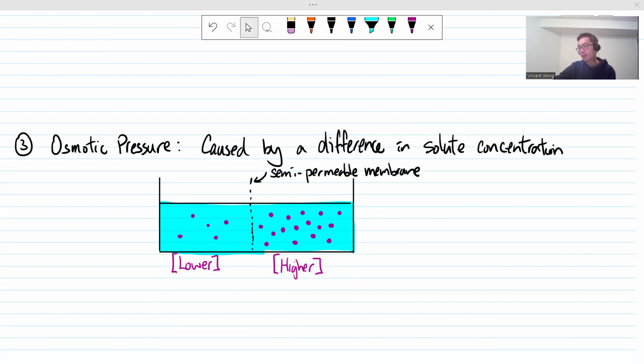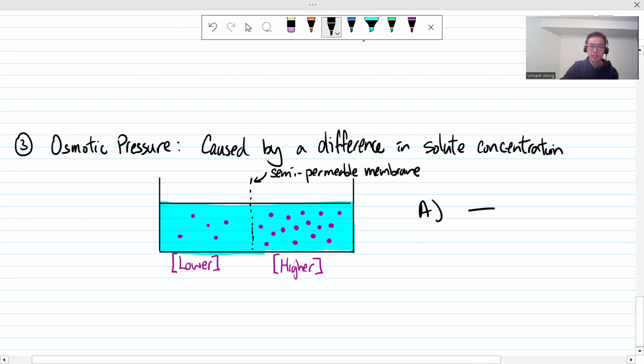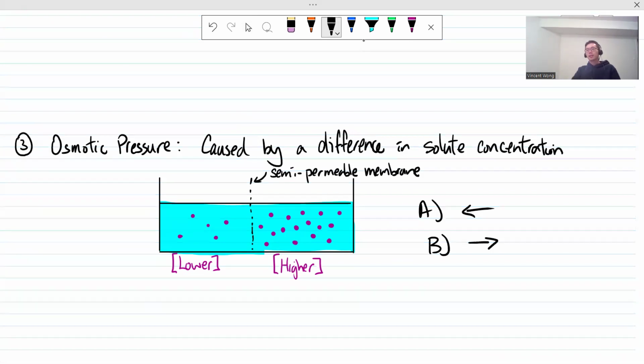All right, let's see if you remember this. Which way is the water going to go? Which way is the water going to move? Is it this way or this way? Which way will it move? The water, okay? Not the purple balls. The water.